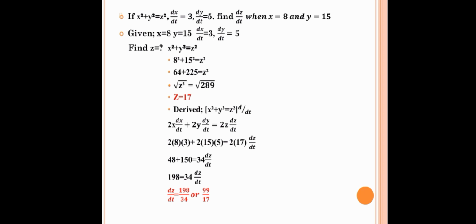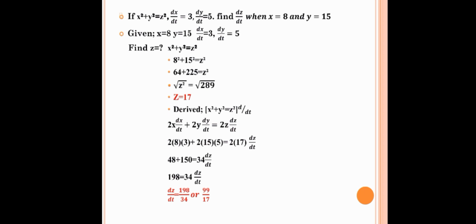Simplify. We have 8 squared is 64 plus 15 squared is 225. 64 plus 225 is 289. So the square root of 289 is 17. Since we now have the values of x, y, and z, we need to formulate the equation. This is our equation.